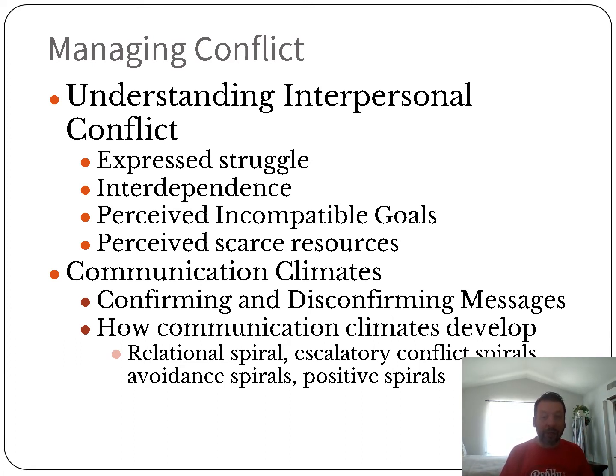Then you have the escalatory conflict spiral, a reciprocal pattern of confirming or disconfirming communication that sometimes reinforces the negative aspects of the communication climate. You have avoidance spirals, which is when neither party really wants to talk, and we both avoid each other. And then you have positive spirals, which is when confirming messages go back and forth, making us feel good about ourselves. I love you. Oh, I love you too. You're the best. I know. Right? So again, that's a positive spiral.